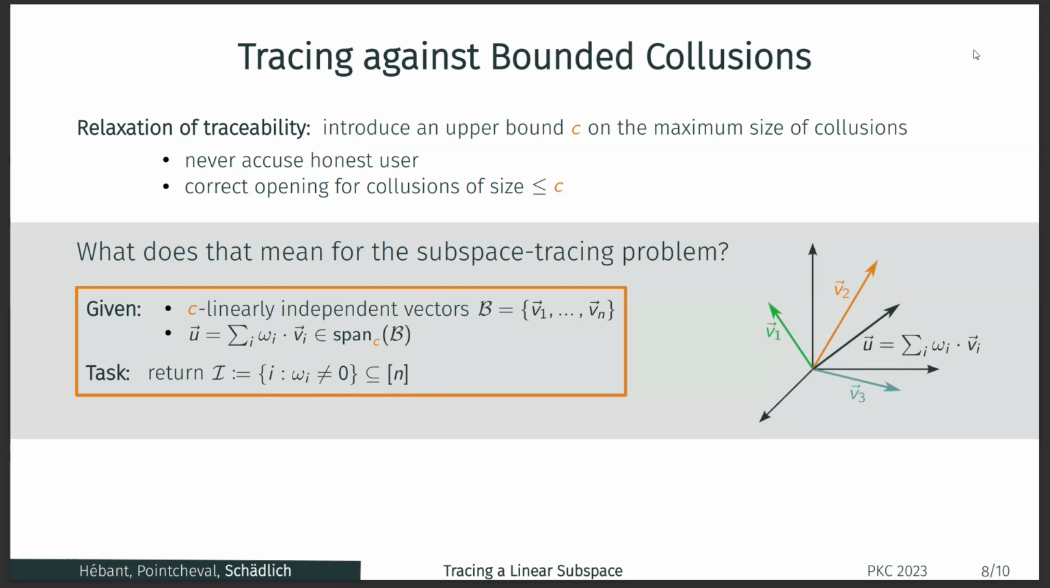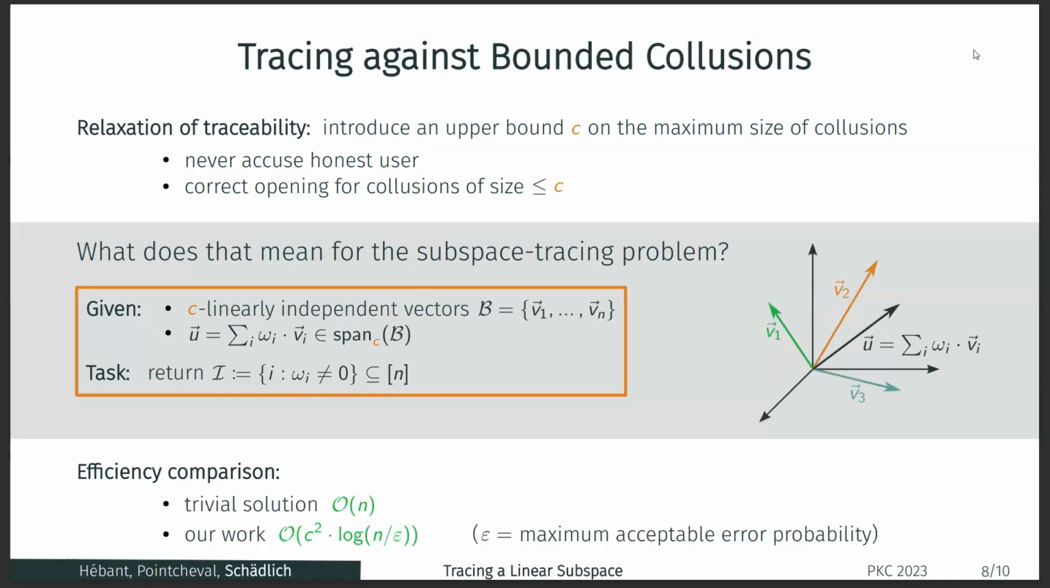And it turns out that this is actually a strictly weaker notion, because it allows us to obtain a more efficient scheme. In the end, we are able to present a construction where vectors have length C squared times log n over epsilon, where epsilon is the maximum probability that the tracing will fail, and n is the number of users. So for a large number of users, this is significantly better than O of n, what we had for the trivial solution.